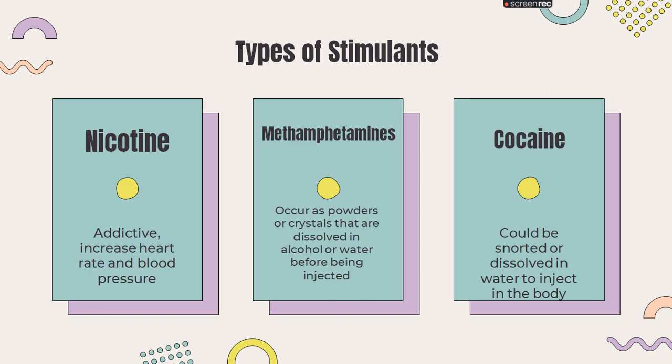Nicotine, for cigars and cigarettes, tobacco. This is addictive. It can increase your heart rate and blood pressure. Then we have methamphetamines. This kind of substance appears in powder or crystal form. You can dissolve it in alcohol or water before it is injected into your bloodstream.